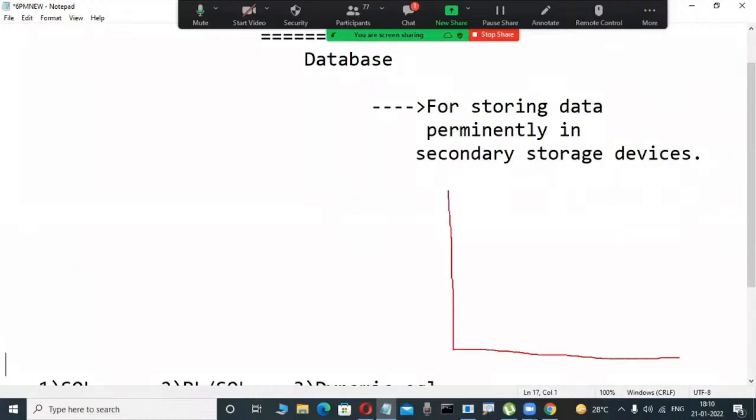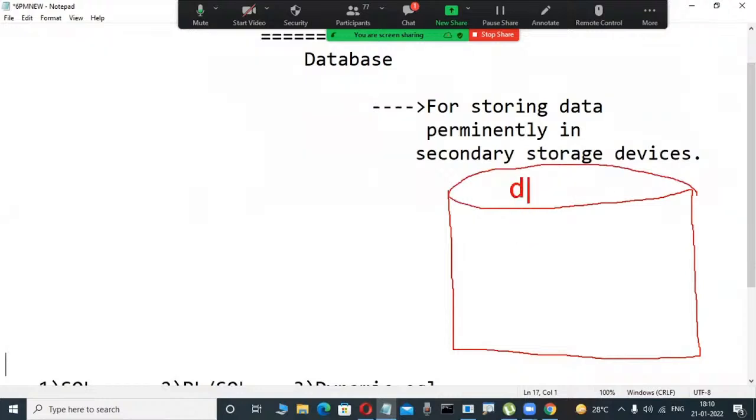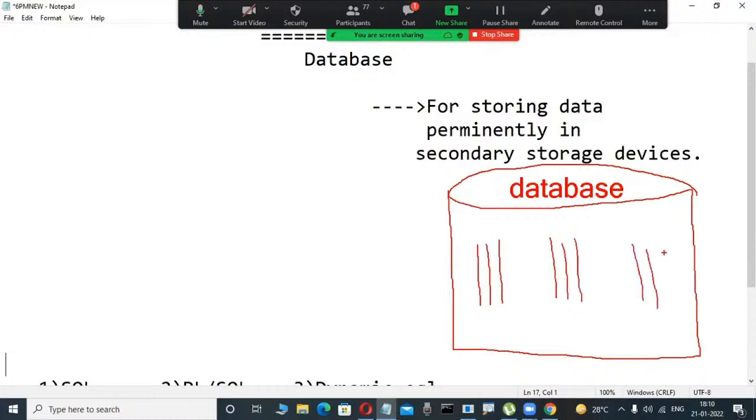These relational databases do not store a random collection of data. They only store a structured collection of data. Yesterday I told you, suppose this is an Oracle database. Database means some place. Now observe here: we store a structured collection of data only in this place, in an organized fashion.